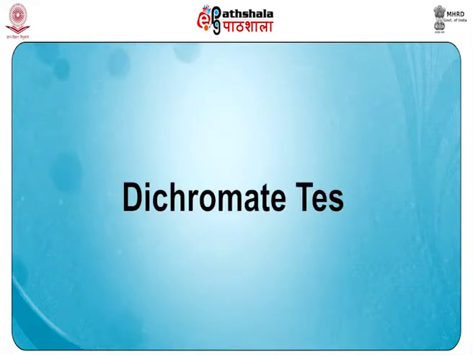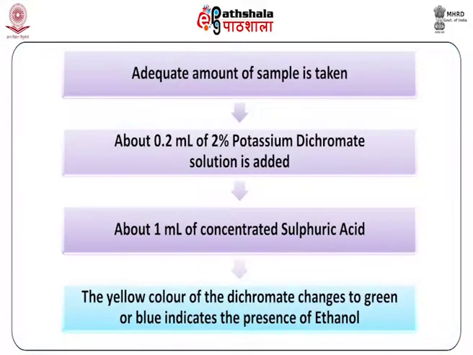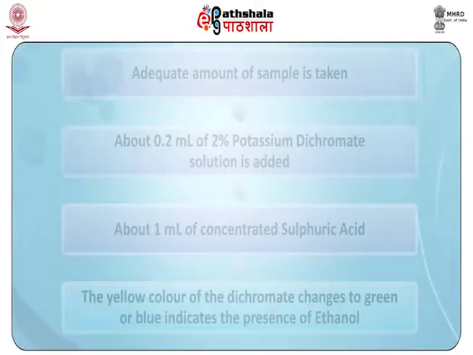Next is the dichromate test. An adequate amount of sample is taken and about 0.2 milliliters of 2% potassium dichromate solution is added, followed by about 1 milliliter of concentrated sulfuric acid. The yellow color of the dichromate changing to green or blue indicates the presence of ethanol.